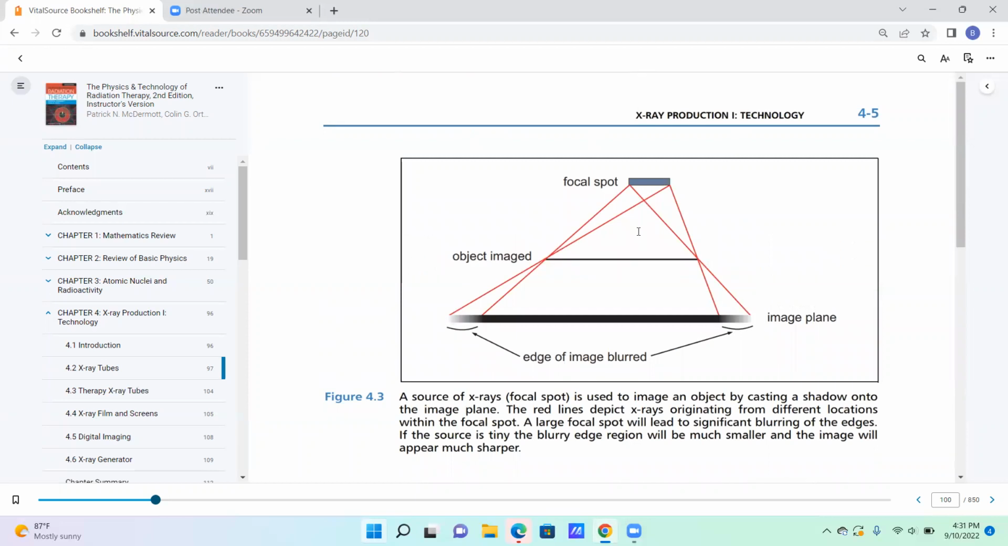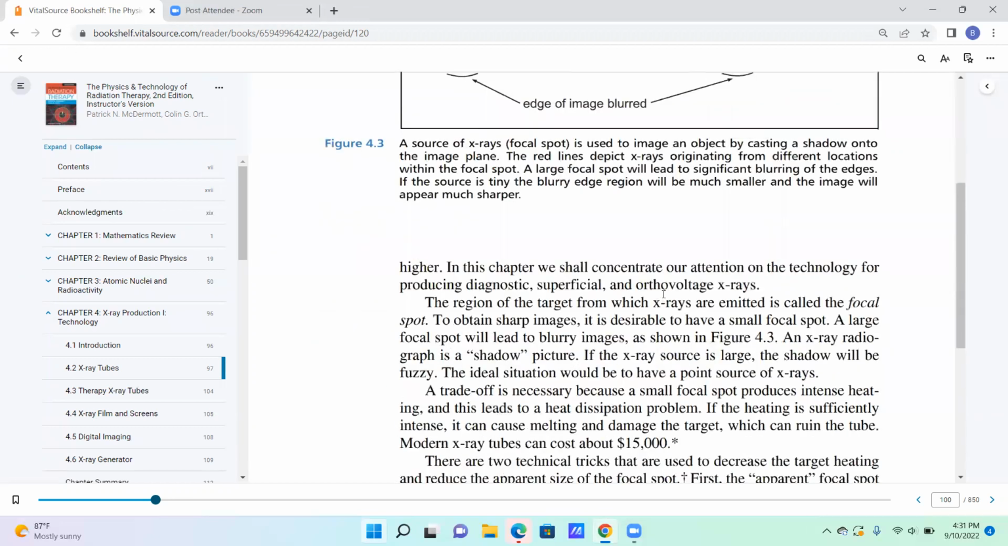This is an example of how a source of X-rays, or a focal spot, is used to image an object by casting a shadow onto the image plane. So you've got your focal spot here, you've got the object that's being imaged, so you've got rays coming out of here, and they're going to strike this image plane. The red lines originate from different locations within the focal spot. A large focal spot will lead to significant blurring, because the bigger the source here, the bigger the penumbra down here. And if the source is tiny, the blurry edge region will become much smaller and the image will be much sharper.